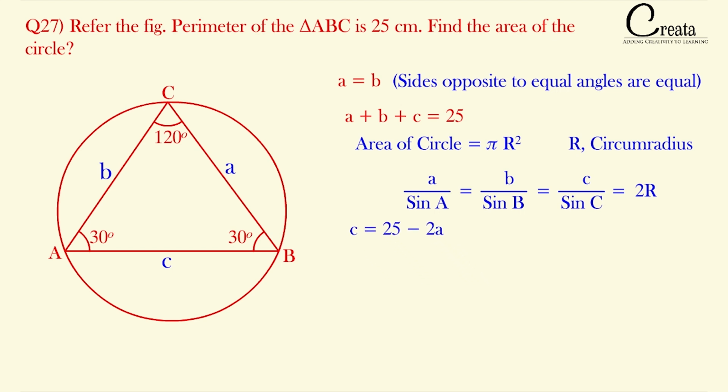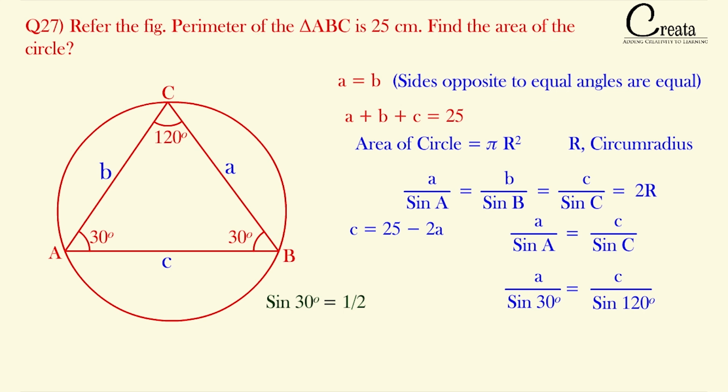Moving further, if we take these two relations, that is a upon sin A is equal to c upon sin C, we know angle A is 30 degrees and angle C is 120 degrees. We know the value of sin 30 is 1 by 2. And we know the value of sin 120 degrees is sin of 90 plus 30, which is equal to cos theta. So sin 90 plus 30 will be equal to cos 30 degrees. 90 plus 30 is in the second quadrant, and we know in the second quadrant sin is positive. We have covered the same in detail in our trigonometry lecture. So we got sin 120 degrees is equal to cos 30 degrees, which is equal to root 3 by 2.